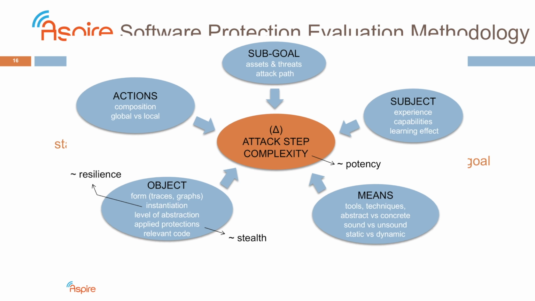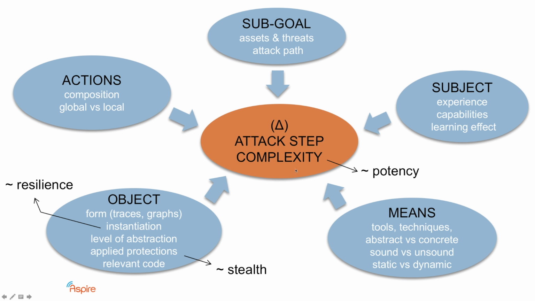And to do that, we did a lot of thinking about the complexity of individual attack steps. And we reasoned about the actions that are needed, the sub-goals that attackers want to reach, the experience and capabilities of attackers, all the tools and techniques they have available, and all the forms and representations of objects they're going to attack and knowledge they're going to use. And while we thought about this, we tried to link them to the potency of protections, to the stealth of protections, and to the resilience of protections.